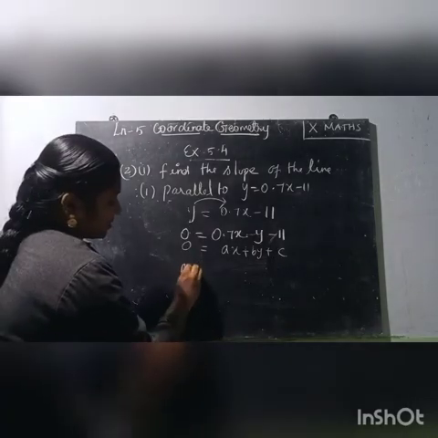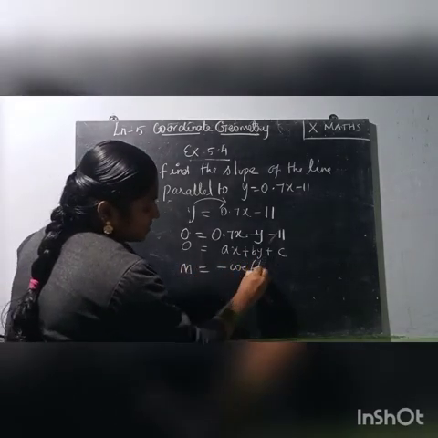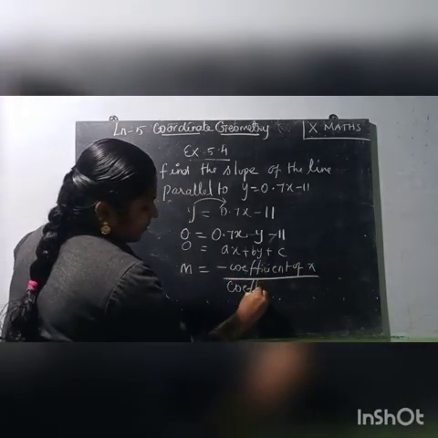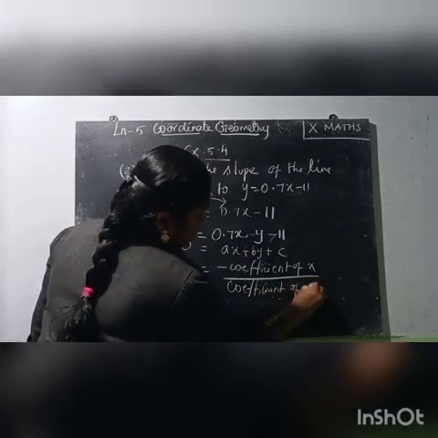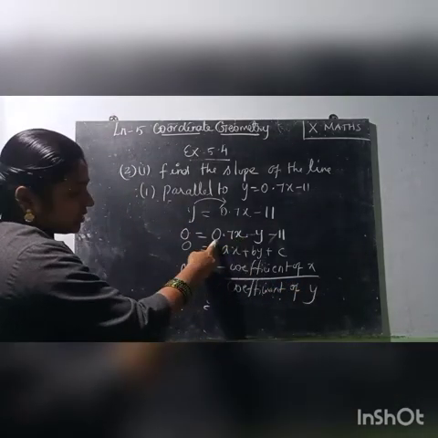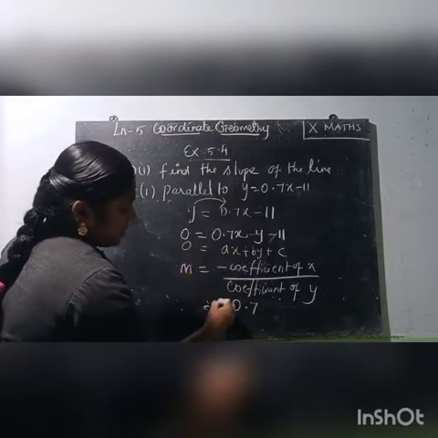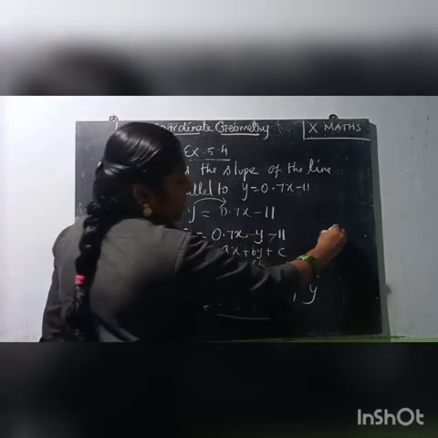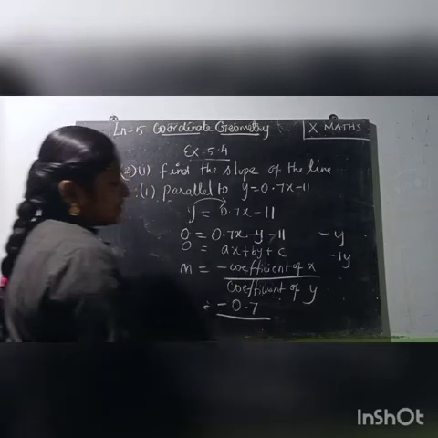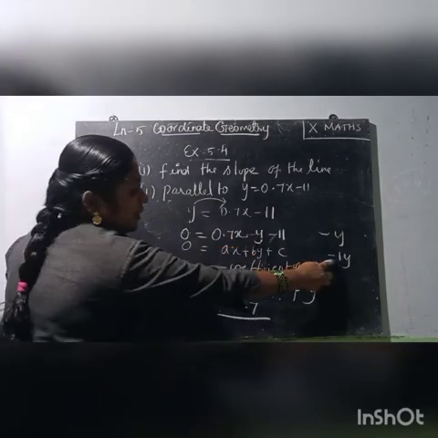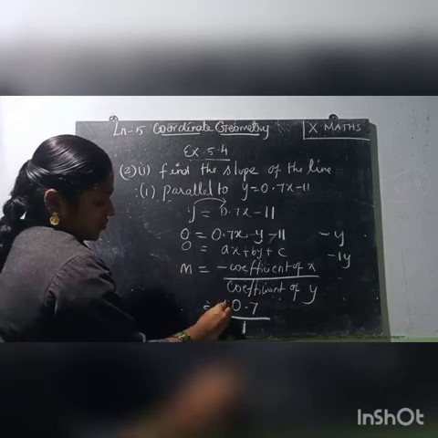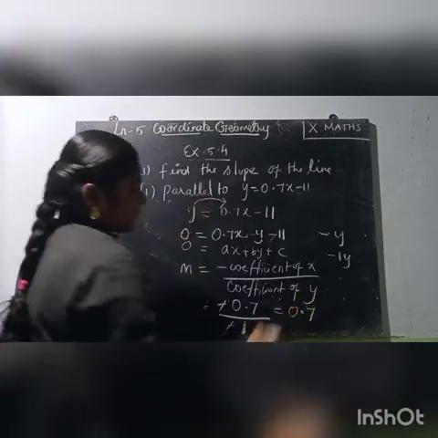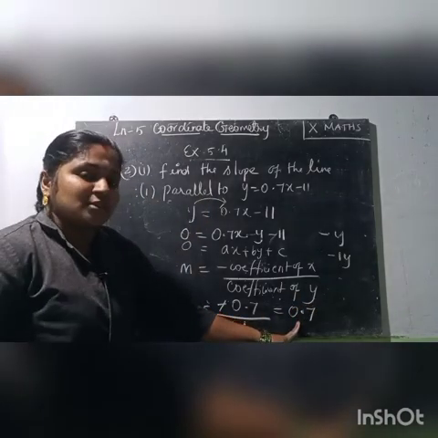Now we can find out the slope, that is equal to minus coefficient of x divided by coefficient of y. See what is the x coefficient here? 0.7. So 0.7, this minus divided by y coefficient is 1. Minus y means we can represent minus 1y. So now y coefficient is minus 1. So we can mention here minus 1. So minus minus cancel. 0.7 divided by 1 we know 0.7. So now the given line slope is 0.7.